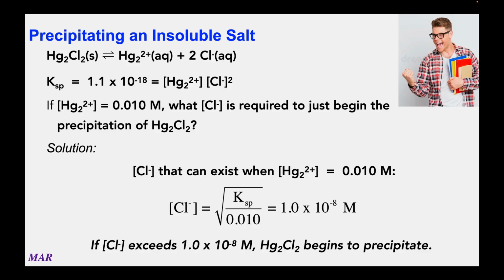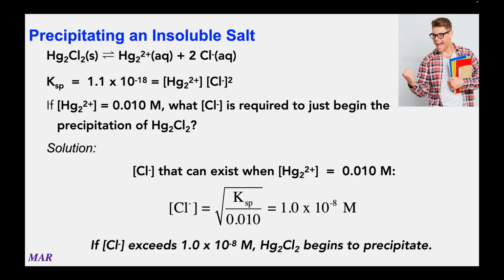So putting this all together, the Ksp, 1.1 times 10 to the minus 18th, divided by the mercury concentration, which is 0.010. And to find just the chloride, we'll take the square root of it, since there's 2 chlorides per Hg2Cl2. This comes out to be 1.0 times 10 to the minus 8th molar. And that is very, very small. And what that tells you is that it's not going to take a lot of chloride to make Hg2Cl2 begin to precipitate. And that's kind of cool.